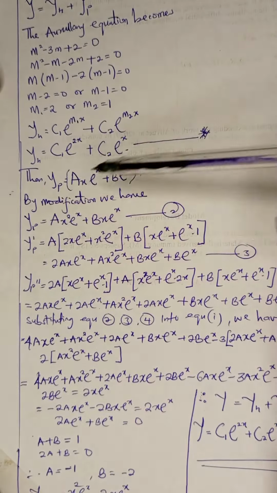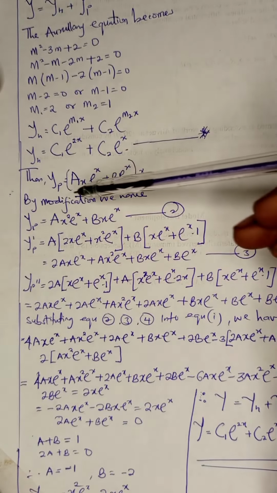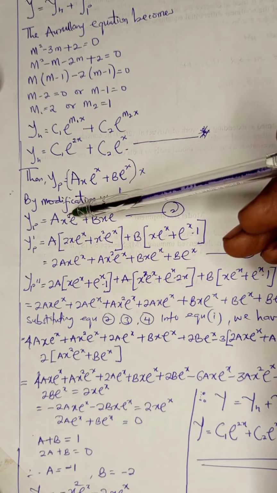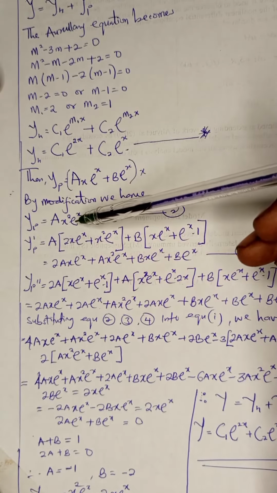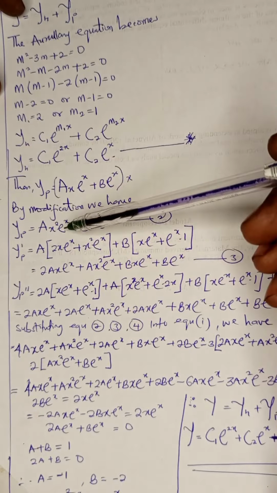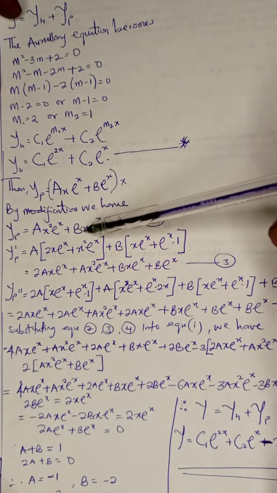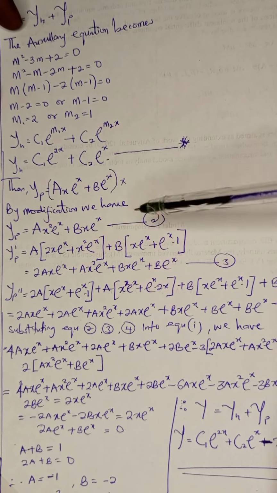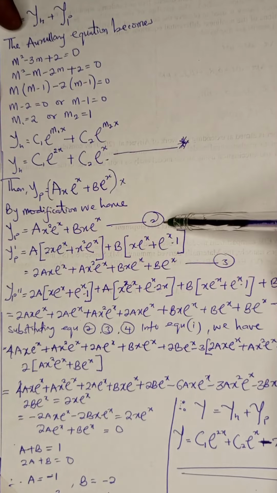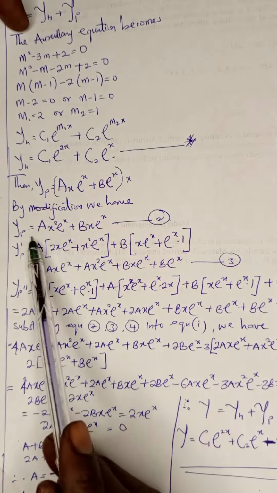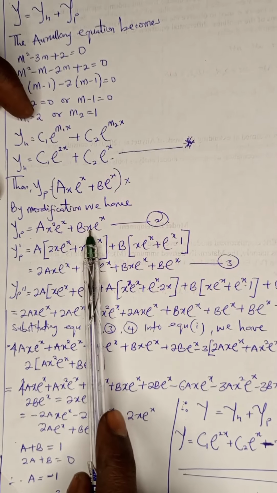By modification, multiplying the particular by x, I have ax squared exponential of x plus bx exponential of x. This is why I have here equation 2. So guys, this becomes my y particular. That is for yp. Okay, so guys, differentiating this one now, I believe this is clear.